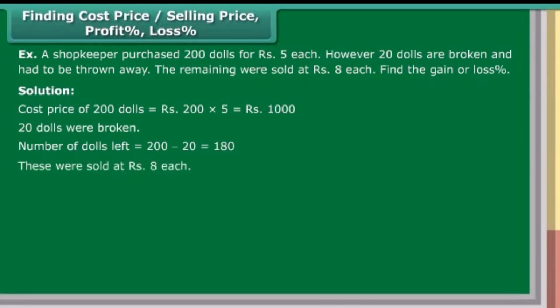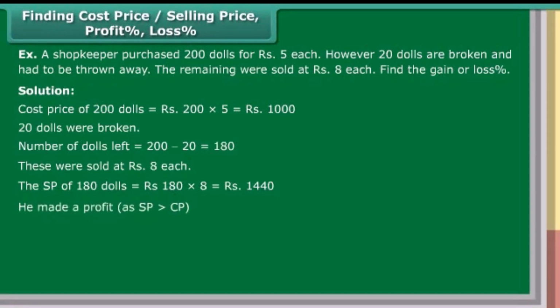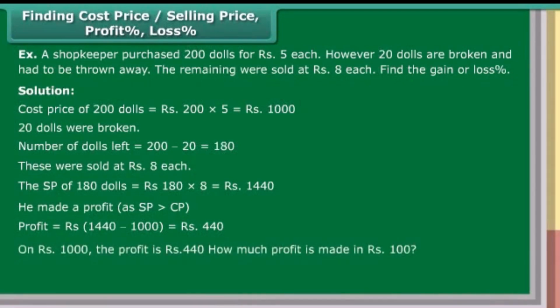These were sold at rupees 8 each. The SP of 180 dolls is equal to rupees 180 into 8, which equals rupees 1440. He made a profit as SP is greater than CP. Profit is equal to rupees 1440 minus 1000, which is equal to rupees 440. On rupees 1000, the profit is rupees 440. How much profit is made in rupees 100? Profit is equal to 440 upon 1000 into 100, which is equal to 44%.